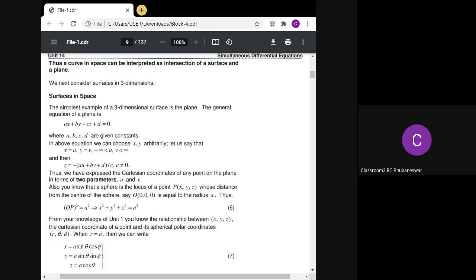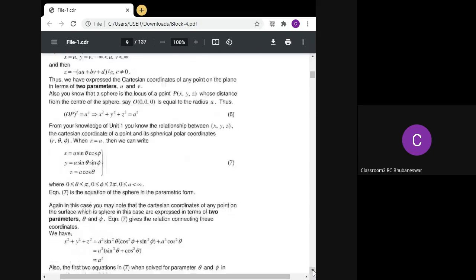The same equation is converted into the form of two parameters, and u and v are the two new parameters we are assigning here to represent the equation of the plane as a surface. So according to our requirement, an equation can be designed by assigning some parameters. It may be t, it may be u, it may be v. Now look at one more example here.